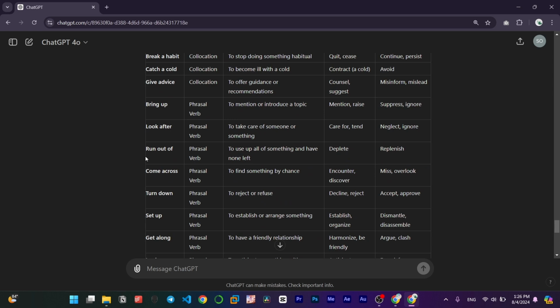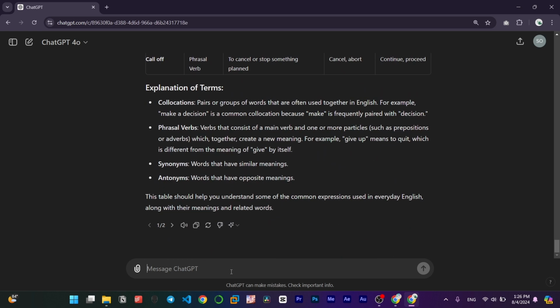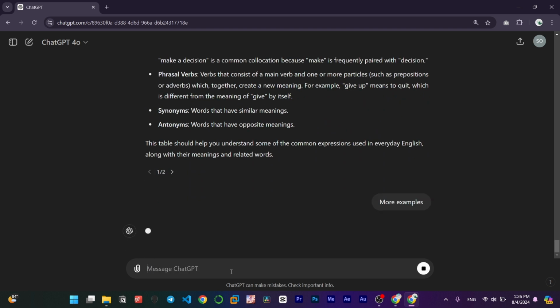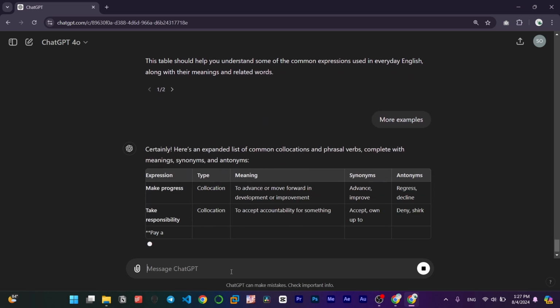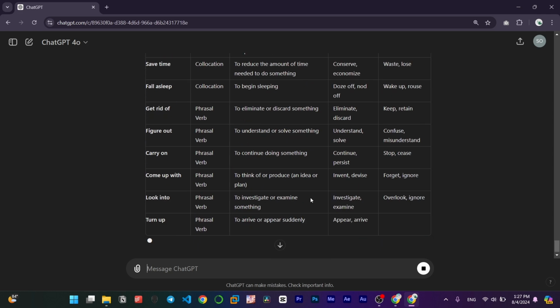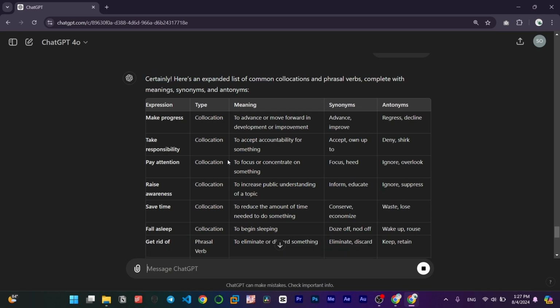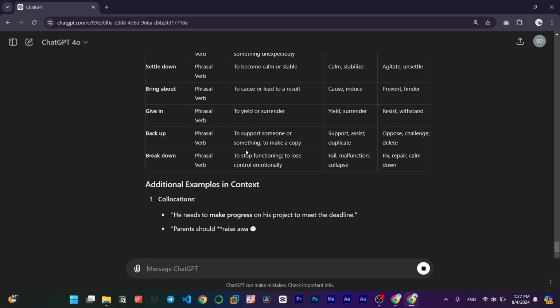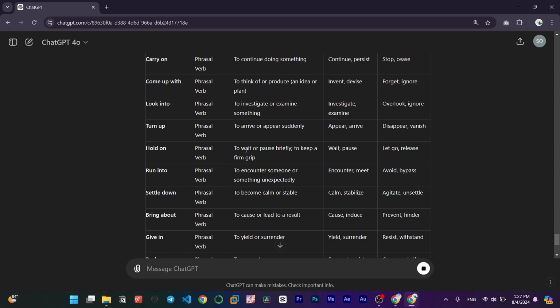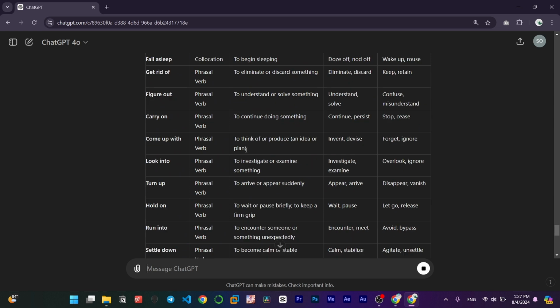Sometimes you see this and you feel that you need more examples. So I just ask for more examples. As you see, it provides me more, and that's going to be great. So these kinds of tables help you to enhance your English abilities, and don't worry, you can ask as much as you want and it can provide you. Okay, don't worry about it.